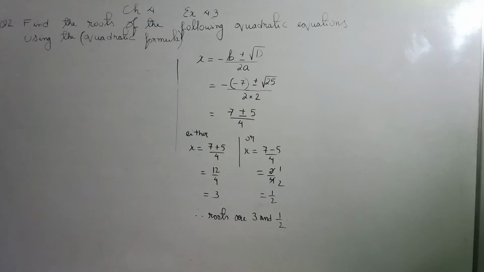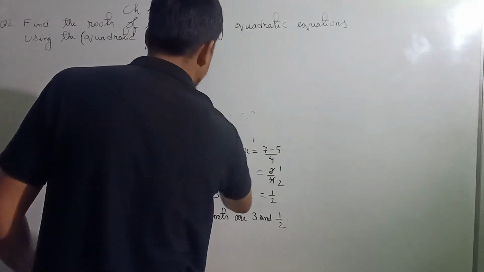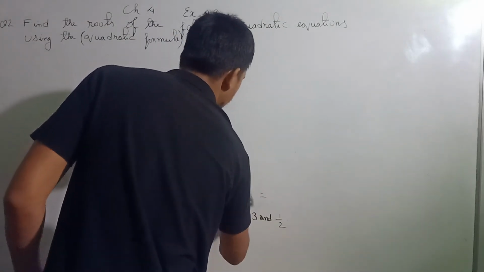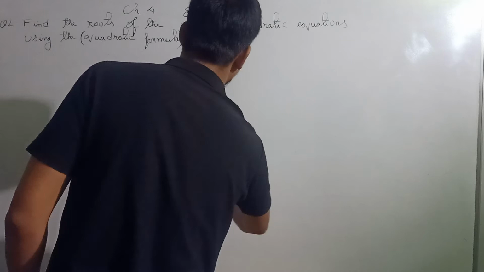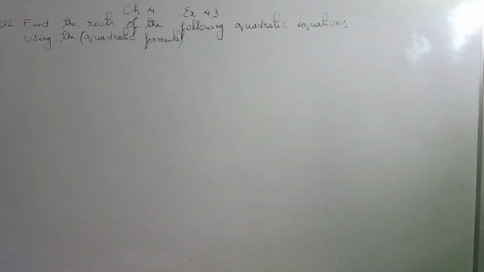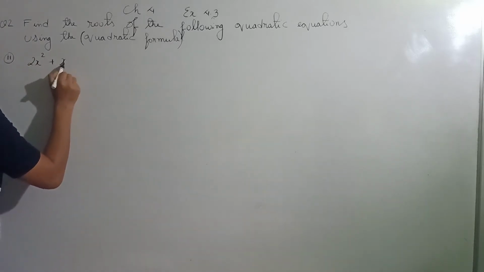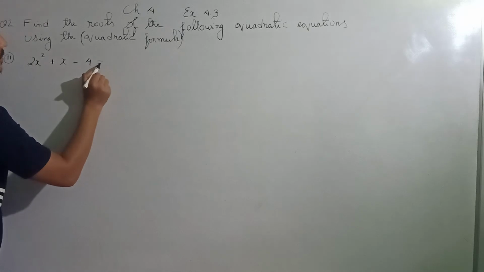There are 4 questions altogether, after Roman number 4: for the given quadratic equations, we have to determine the roots if they are real. Roman 2, let's see the given equation: twice x squared plus x minus 4 equal to 0.